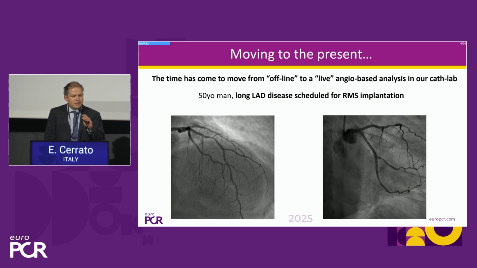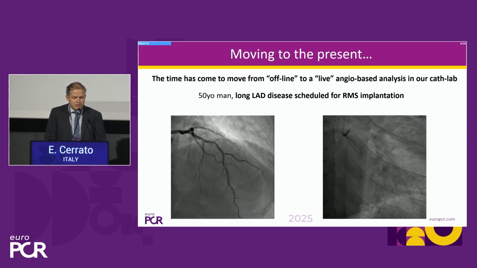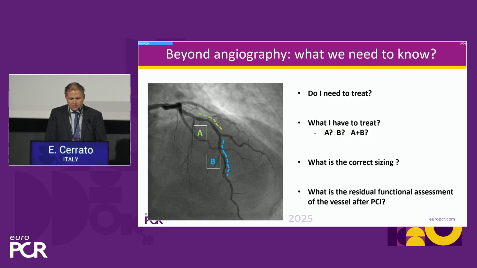I think that in that case we can also combine together angio and anatomical information, because we need to know a lot of things. We need to know if we really need to treat. We would like to know if we have to treat lesion A, lesion B, both of the two. The correct sizing, probably the morphology of the plaque, if it's feasible for a resorbable scaffold, and also we need some information about residual functional assessment.